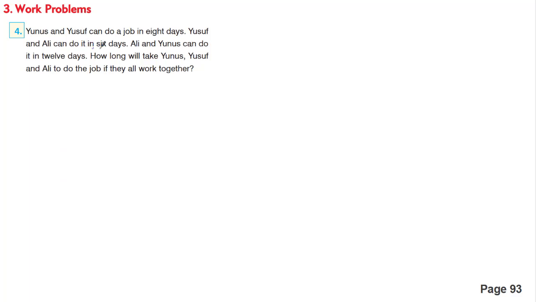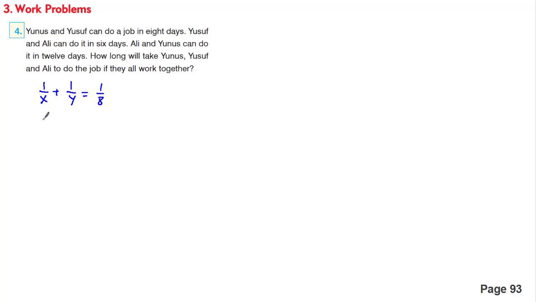Yunus and Yusuf can do a job in 8 days. Let's assign Yunus' work rate as 1 over x, plus Yusuf's work rate, 1 over y. It says that if they work together, they will finish it in 8 days. So if you add up their work rates, it would be 1 over 8.